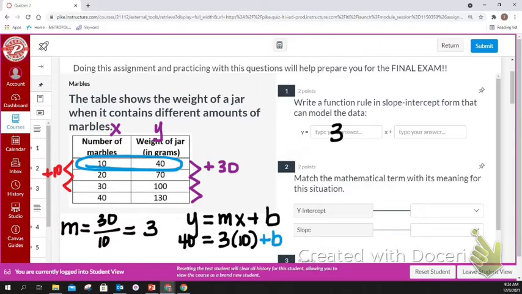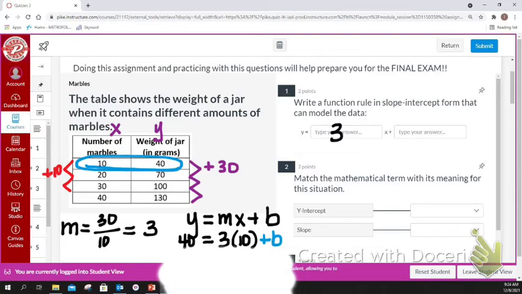And what is 3 times 10? 3 times 10 is 30. So 40 equals 30 plus b. Subtract 30 from both sides. And what do you get for b? What is 40 minus 30? 10. So that is what you should type in this box here. So y equals 3x plus 10 is your equation for the table.